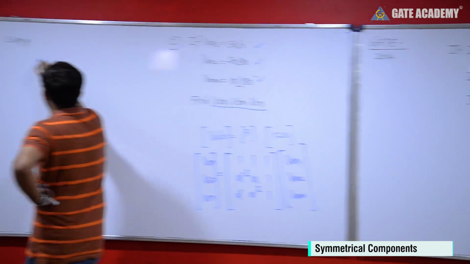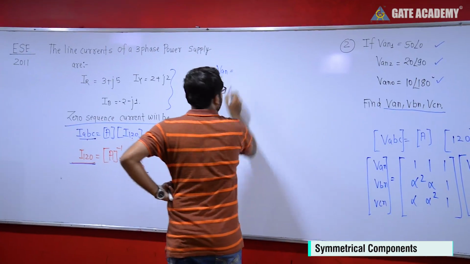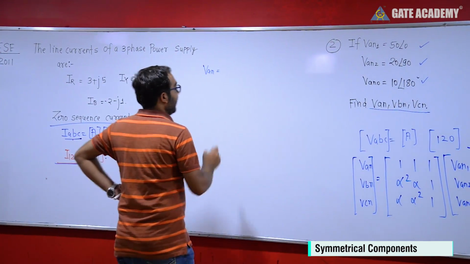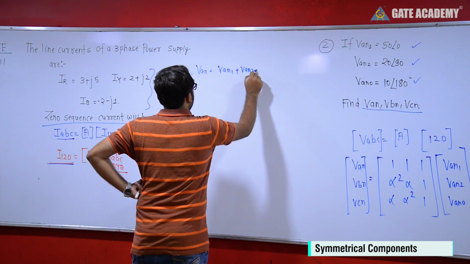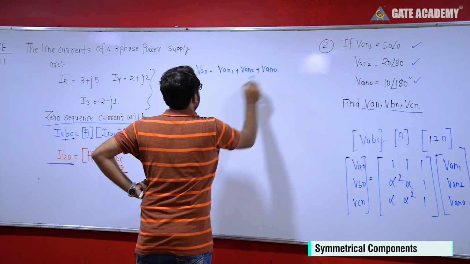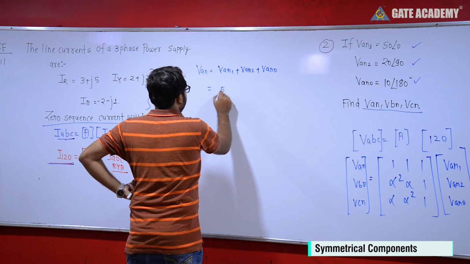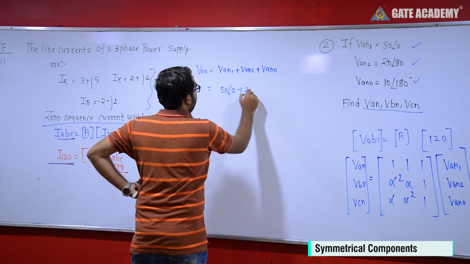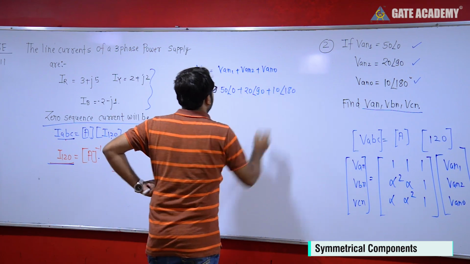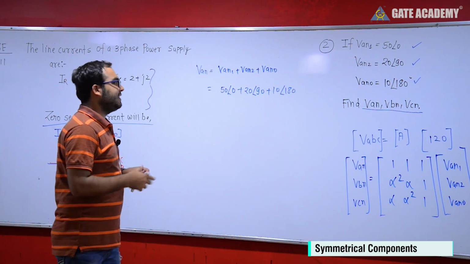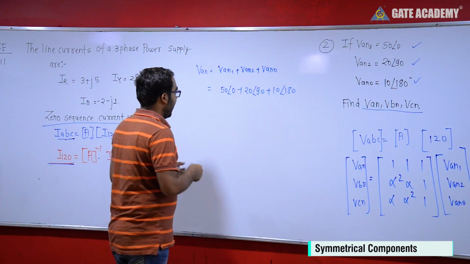Now what should be the value of VAN? VAN will be equal to simply the addition of VAN1 plus VAN2 plus VAN0. So the values we will get are 50 at an angle 0, 20 at an angle 90, plus 10 at an angle 180. Now in the examination you don't have any KCL, whether it is ESE or GATE. So we have to use common sense.